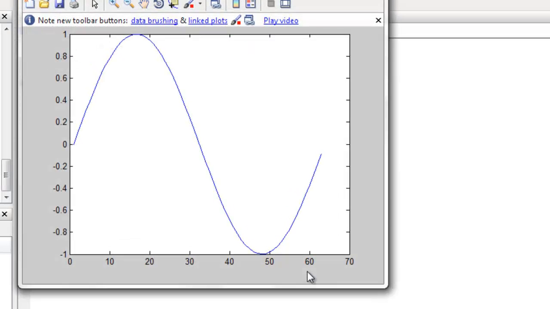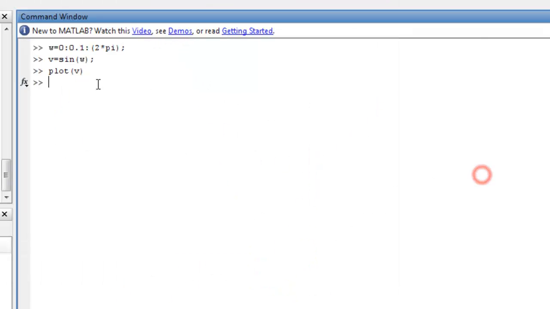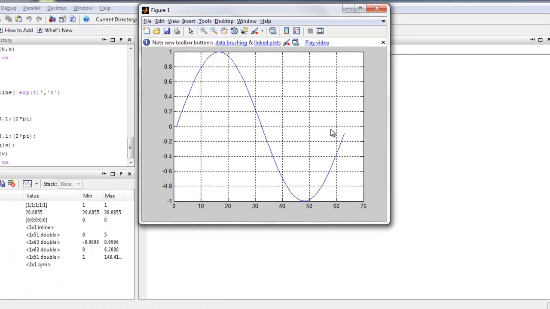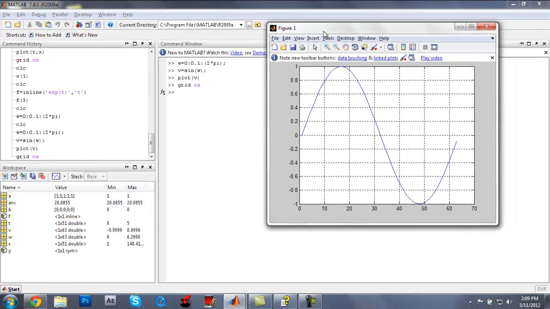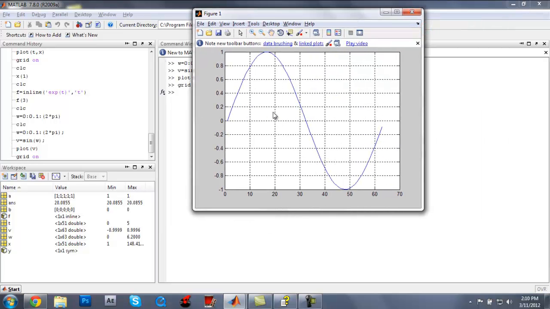Right, it will be good. So from 0 to 2 pi we are getting this graph. Let's have a grid on so that we can see it clearly. Yeah, there are quite some errors because of these values. These are not perfect values. We can manipulate it with this manipulated graph.